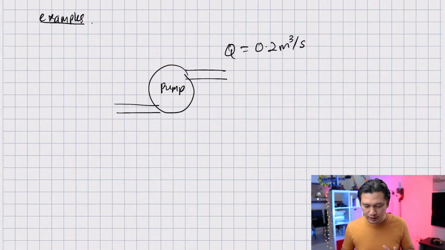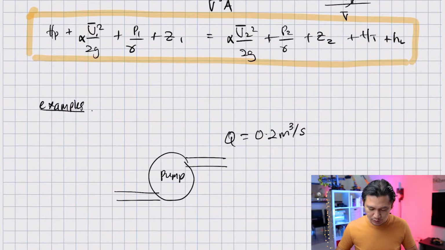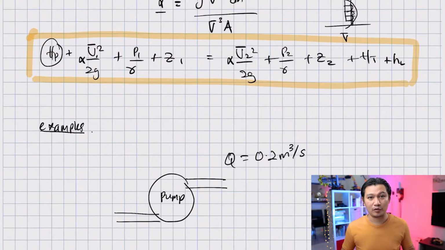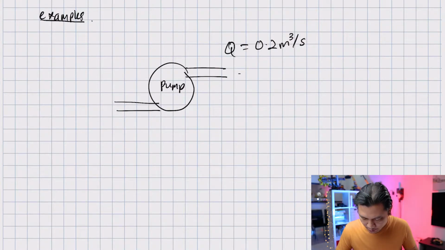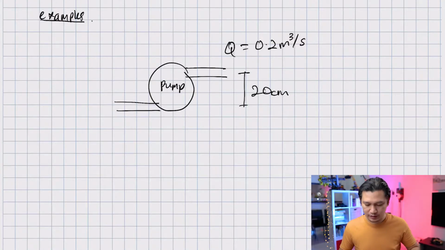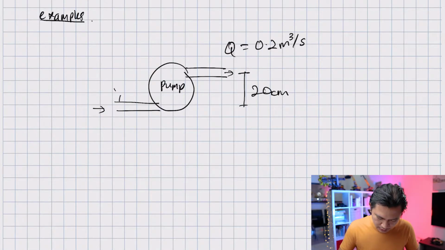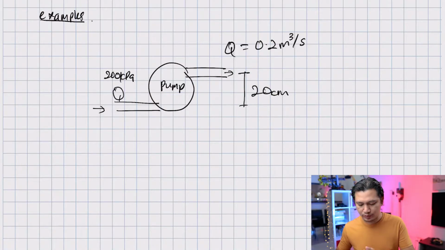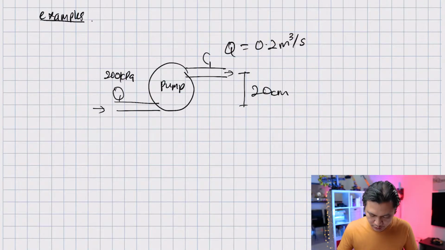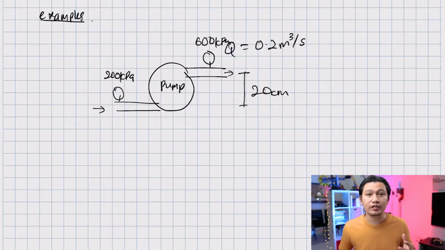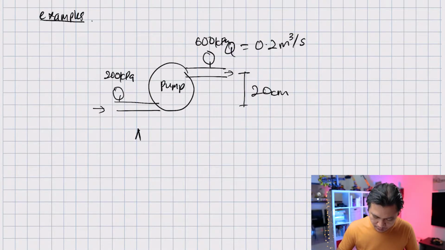Okay, and this is a pump. So we know that in our energy equation, we will have this term HP. The outlet is 20 centimeter higher than the inlet. The flow comes from left to right, and the pressure here is 200 kilopascal. When the flow goes through the pump, the pressure has increased to 600 kilopascal. The area of the inlet is equal to the area of the outlet.